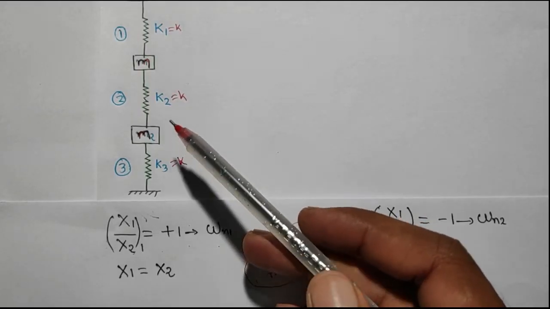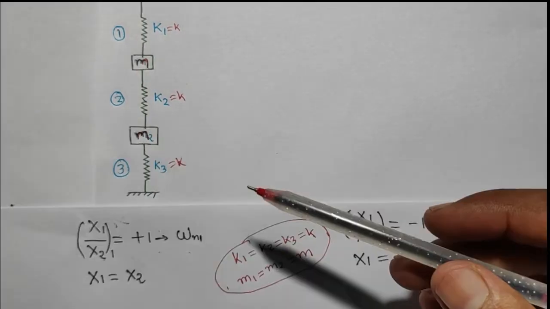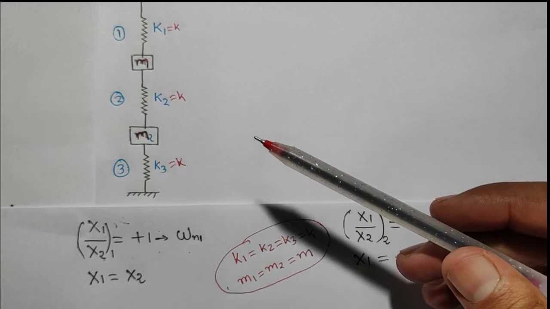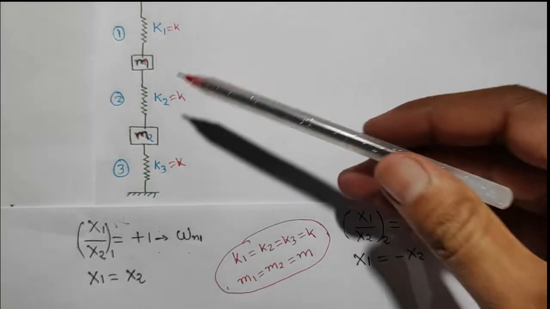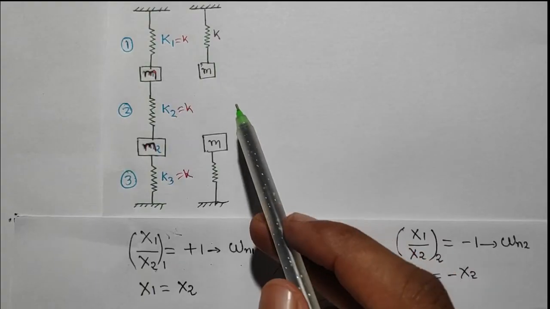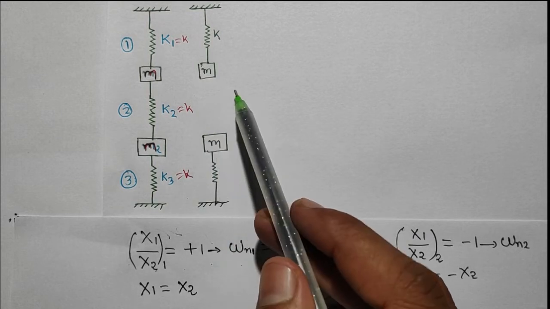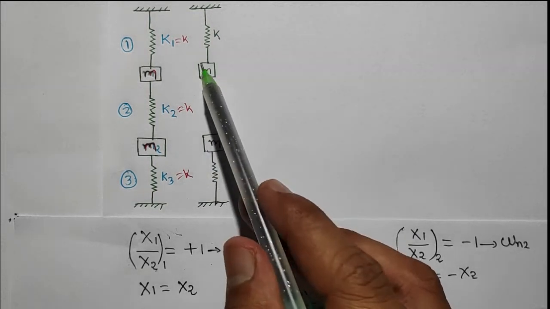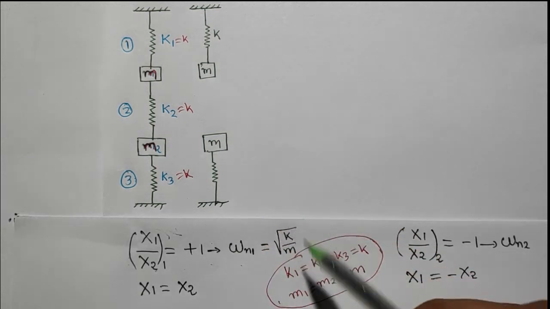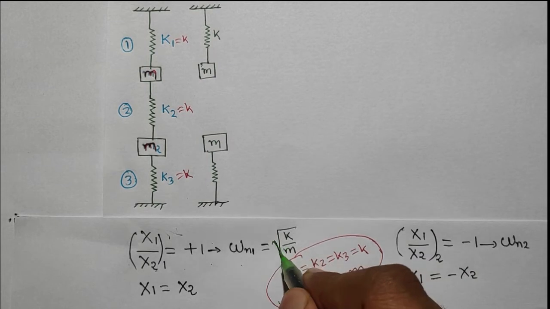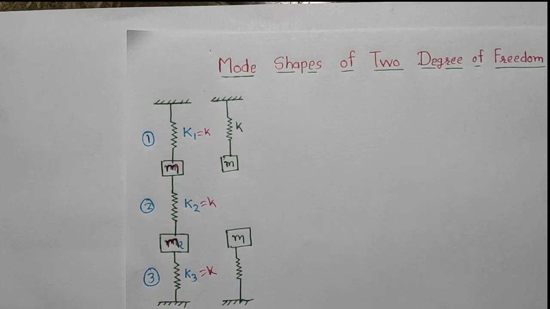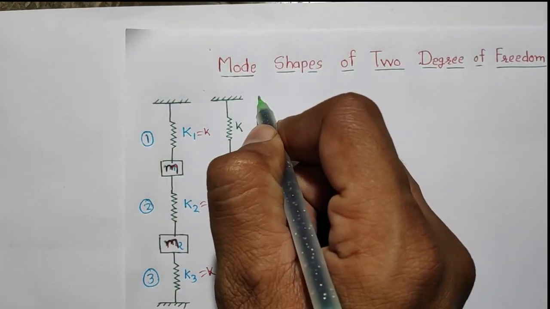Means there is no compression or tension in spring 2. There is no deflection in spring 2, and spring 2 will move like a rigid body with both the masses. Spring 2 will not play any role in the vibration of the system. If we remove spring 2 from the system, then both the masses will move like a single degree of freedom system, and the frequency of both the masses is under root k by m. Now we will make the mode shape of the system.